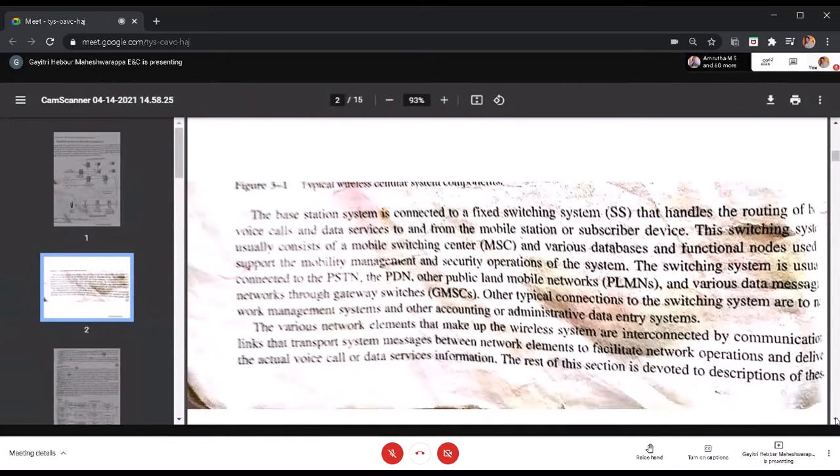So let us see now various network elements and their functions. The various network elements that make up the wireless systems are interconnected by communication links that transport system messages between the network elements to facilitate network operations and deliver the actual voice call or data service information. So the main services are transmission of actual voice call, then data services, then also SMS. It also comes under the voice and data, and also supplementary services. So these are the three main functions of the cellular system.